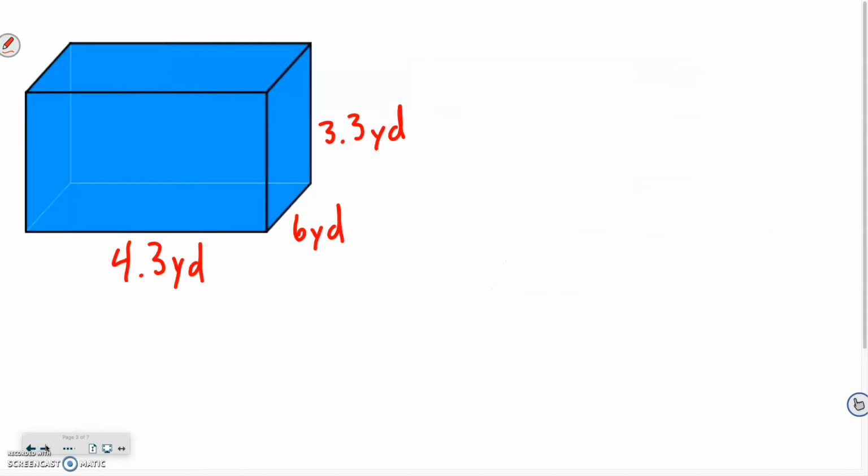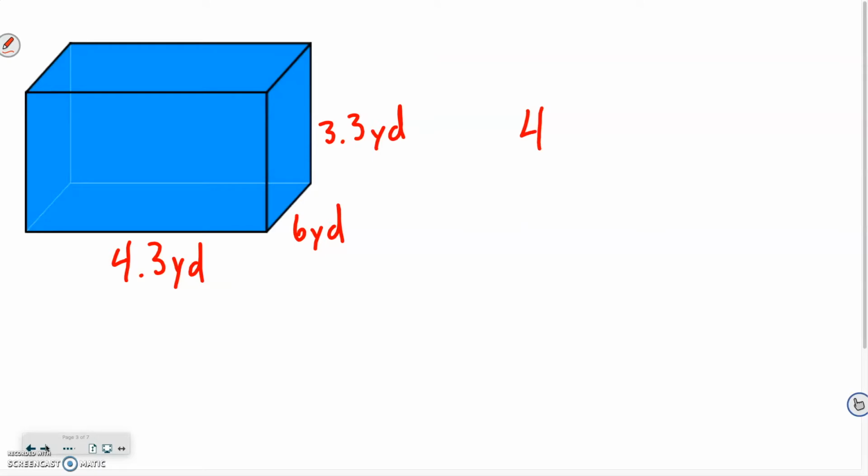Ooh, look at this one. Now, can you see why I want a calculator now? It's because most of your IXL problems, at least in the beginning, are decimals. Okay? So, again, write it down before you type it in your calculator.